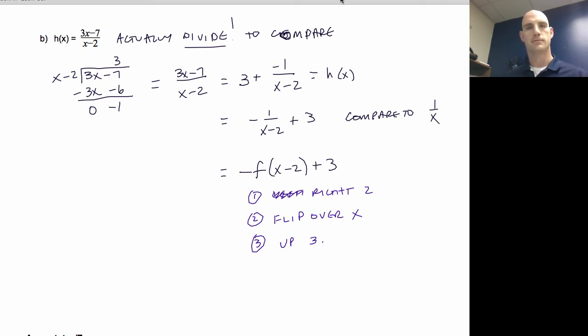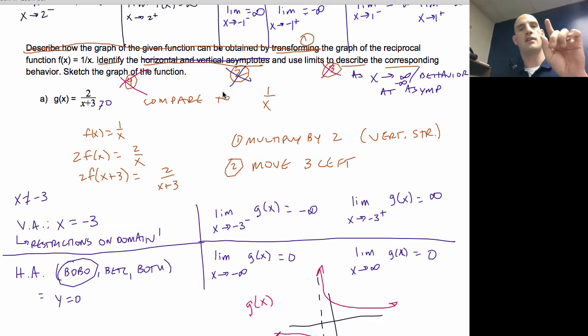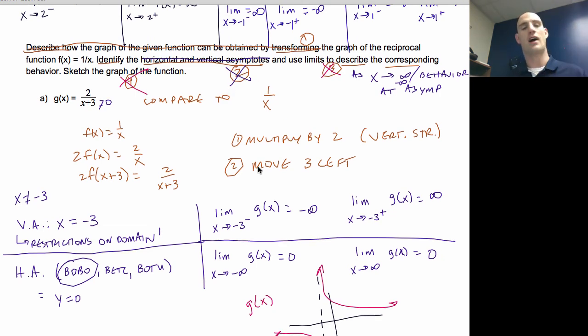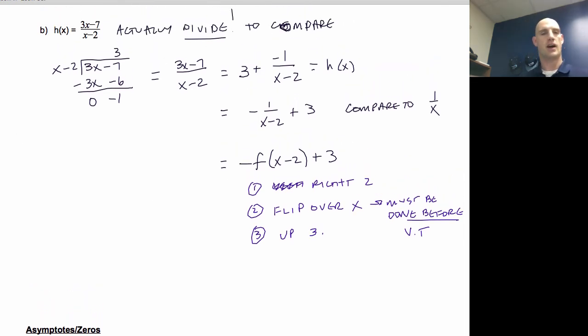Okay? It's important to note this must be done before vertical translation. Why? Order of operations. Okay, you have to multiply by a negative. You have to multiply first before going up 3. Okay, well that's not all. Because what I'm trying to do is I am trying to find the horizontal and vertical asymptotes. I'm trying to describe the behavior at those places. So here we go. Let's check it out.